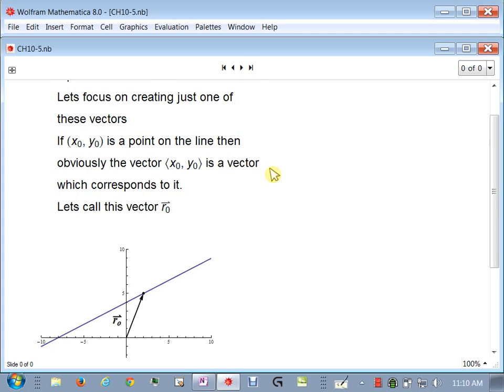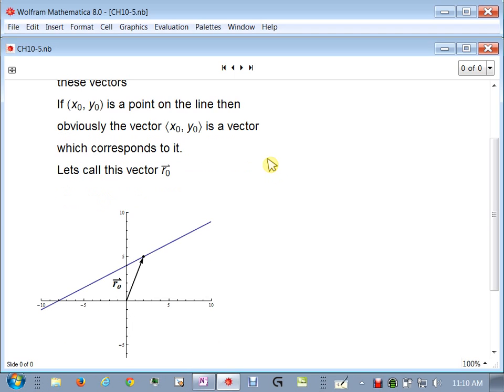So let me focus by first just trying to generate one vector. The origin is the point 0, 0, and let's just say that this point up here is the point x naught, y naught. So let's say I know one point on the line. Then the vector x naught, y naught is the vector going from the origin to that point, correct? Okay, so we start with that. We will call that r naught. That's our first vector.